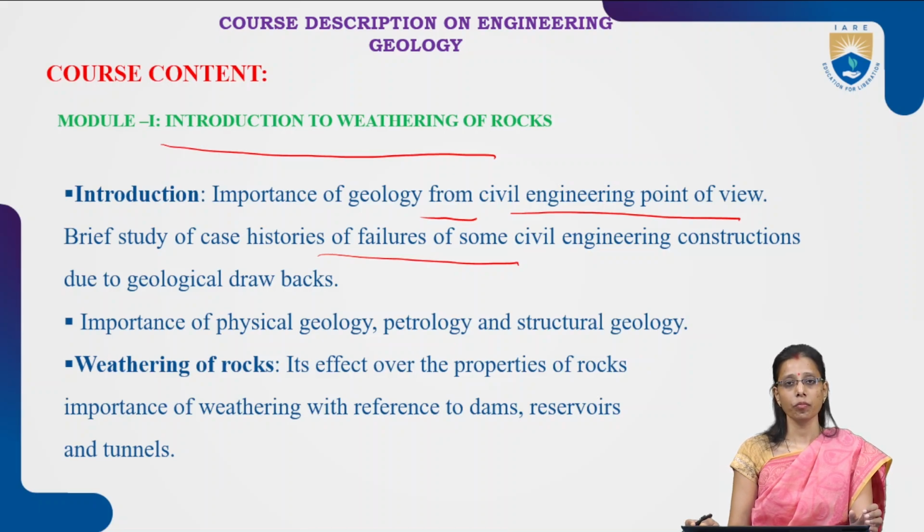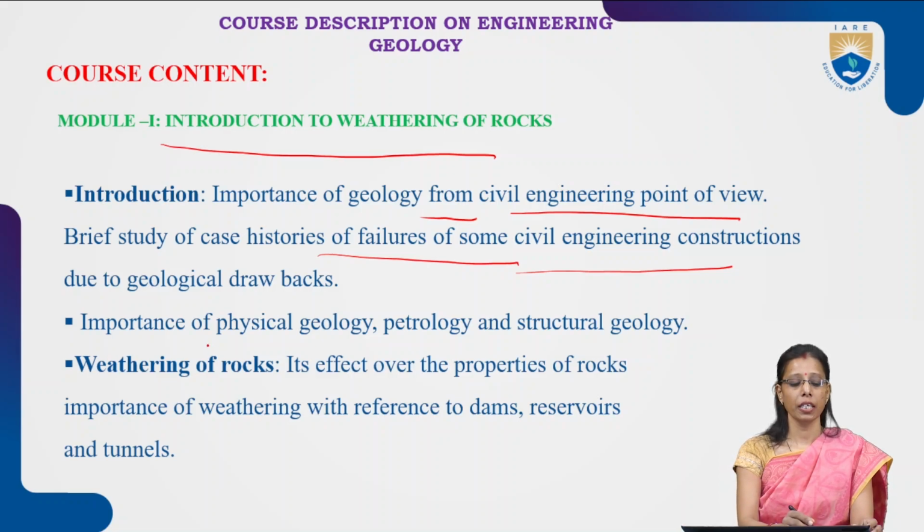In the past, we have seen a lot of failures due to the weathering process, because the type of rock where we are going to build this kind of structure will be affected by the weathering, and that structure will be affected in the future. That may occur as a failure of that particular structure. So this is what we study in module 1, the case studies, like histories of failures of different kinds of structures due to geological drawbacks.